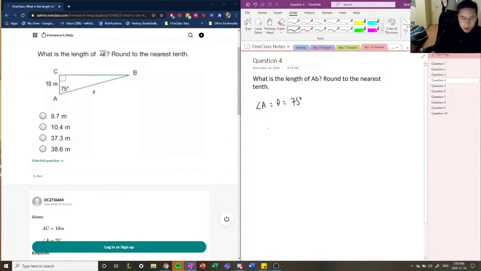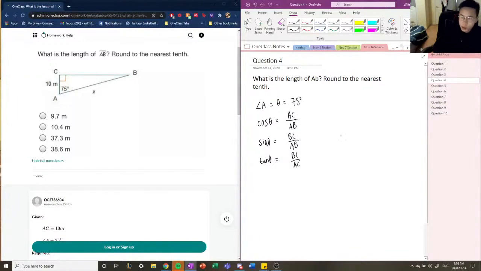So now we know that cosine theta, sine theta, and tan theta are related to the ratios of certain sides. For example, cosine theta is side AC, or the adjacent, over AB. Sine theta would be side BC over AB, or the hypotenuse. And finally, tan theta would be opposite over adjacent, which would be BC over AC.